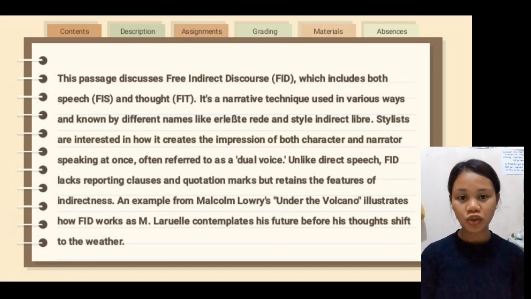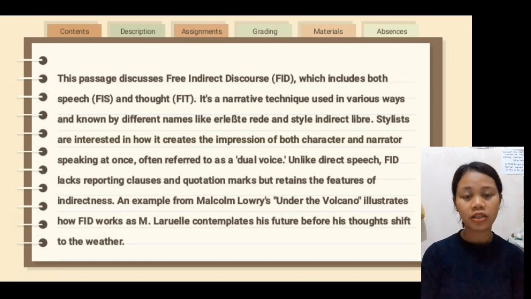This passage discusses free indirect discourse or FID, which includes both speech and thought. It's a narrative technique used in various ways and known by different names like erlebte Rede and style indirect libre. Stylists are interested in how it creates the impression of both character and narrator speaking at once. Often, this is referred to as a dual voice.